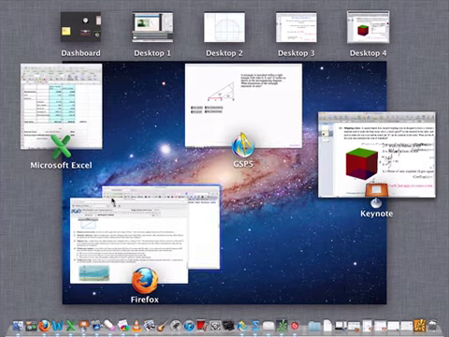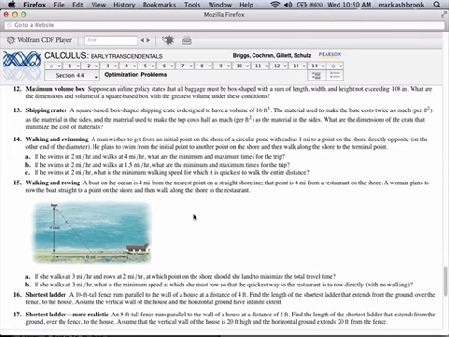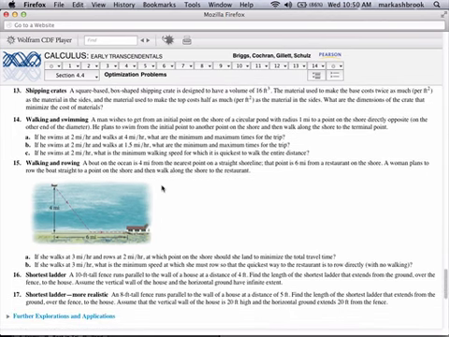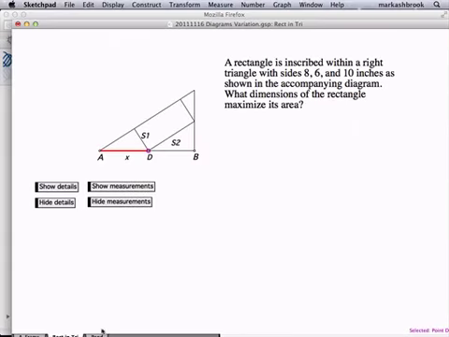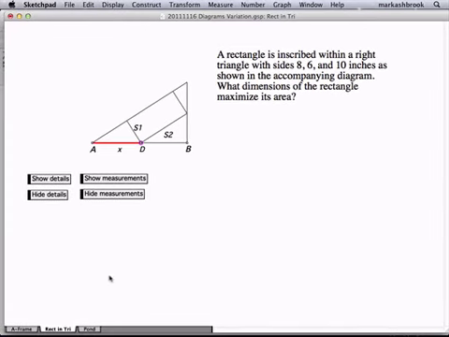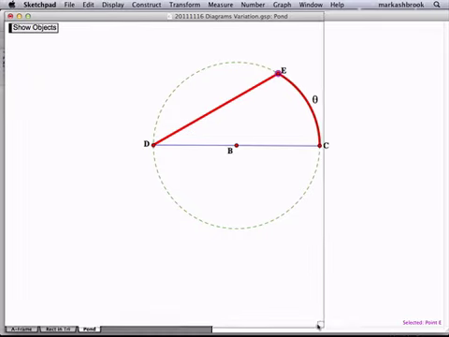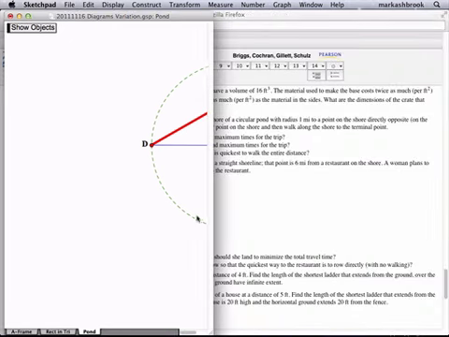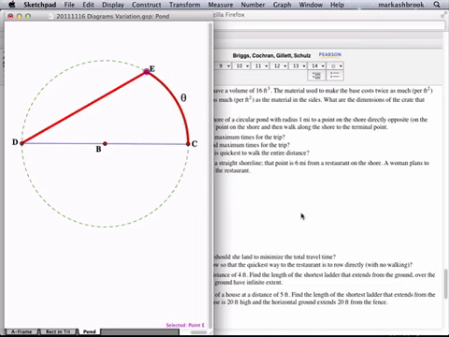Number 14. Walking and swimming. Okay, so that's the circular pond. Let's talk about that one. Okay, so obviously a good diagram is always key for these. So let's read it.